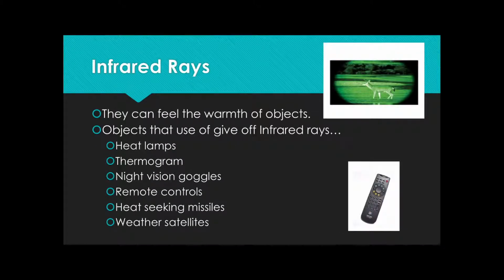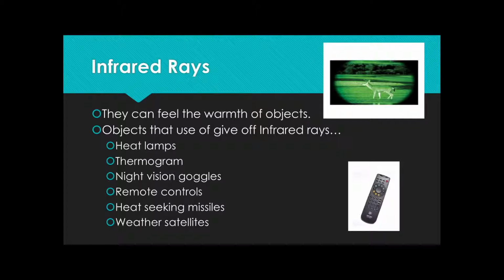Now let's talk about infrared rays. So these can feel the warmth of objects. If you've ever watched a TV show where they're using a thermal camera, this is what they are using. They are using an object that spits out infrared rays to detect the heat in objects, so it can look through a building and see where people in the building are located.